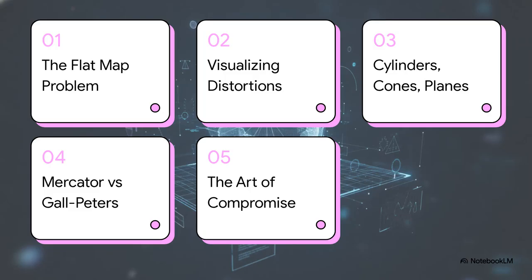Here's our roadmap for today. We'll start with the flat map problem, learn how to visualize map distortions, look at the geometry of cylinders, cones, and planes, compare the Mercator and Gall-Peters projections, and wrap up with the art of compromise. Let's jump right in.